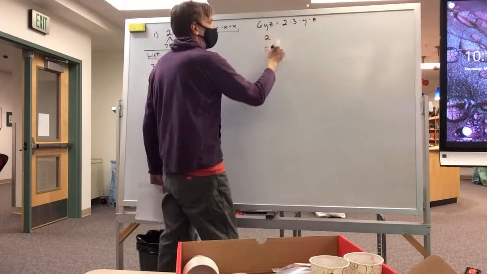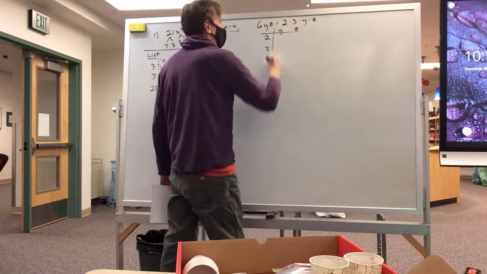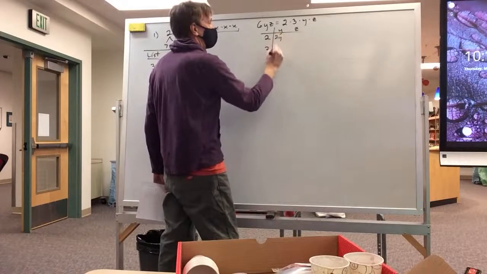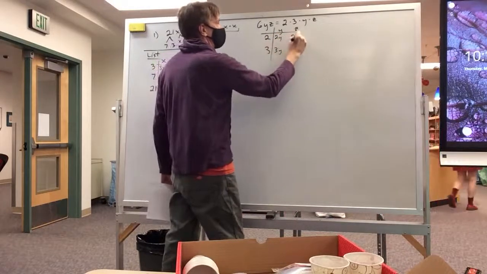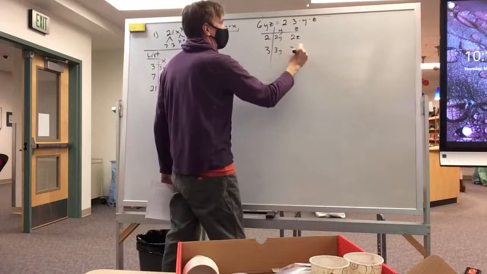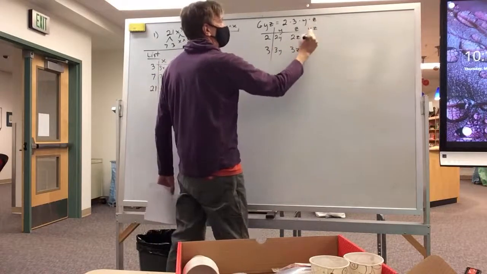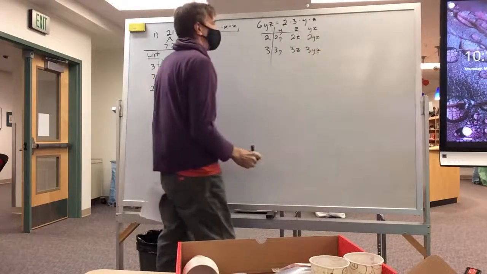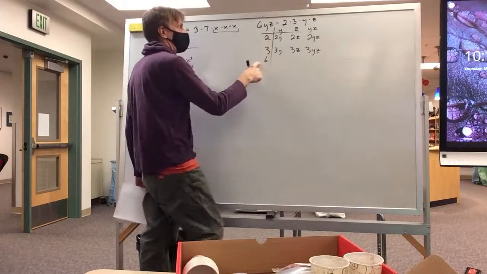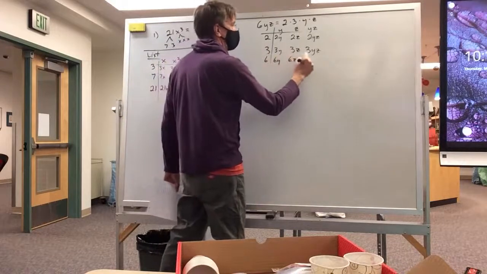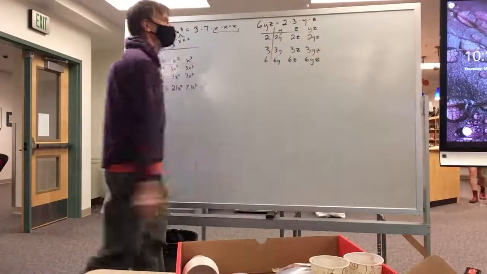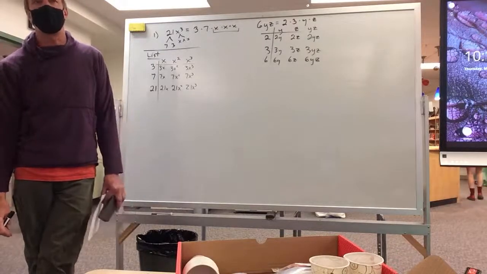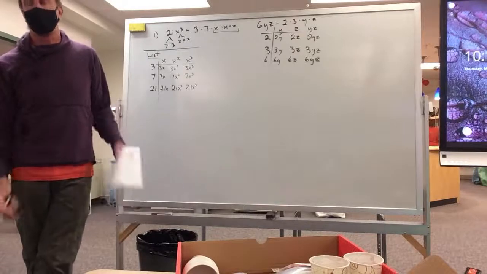So if you do 2 and 3 and y and z, you can have 2 times y, 3 times y, 2 times z, 3 times z. And if you did y times z, you could have 2yz and 3yz. And then if you had 6, you could have 6y, 6z, or 6yz. So that's a list of everything. That's every single factor. We don't need to know them all, but there they are.